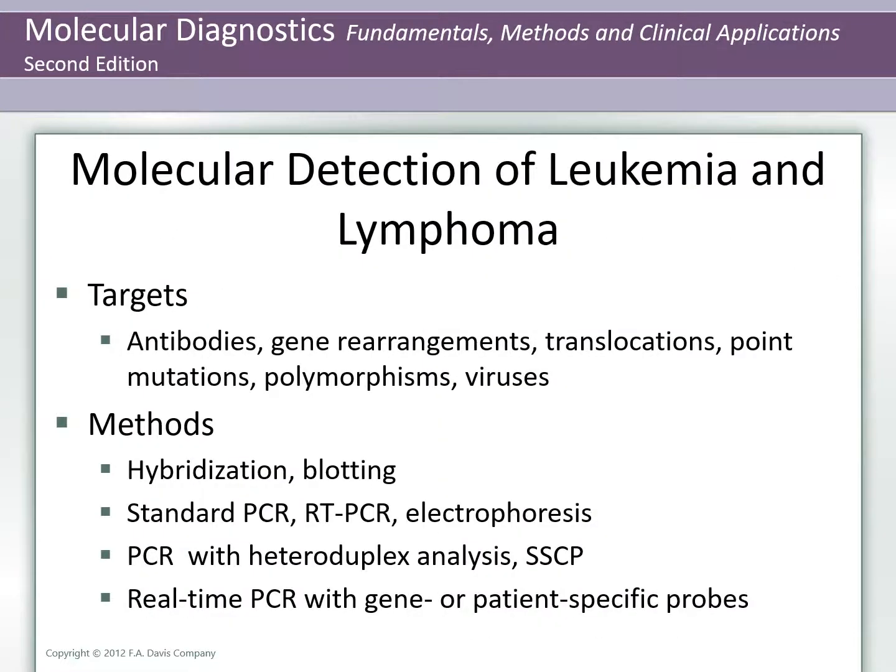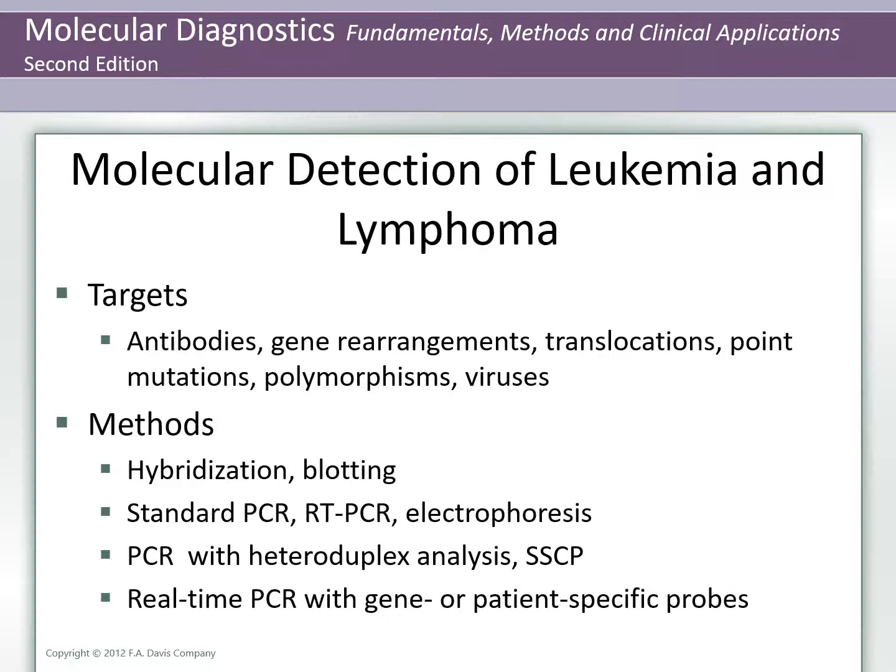So up to this point, we've discussed gene and chromosomal mutations in solid tumors and the molecular detection techniques for those types of cancers, along with microsatellite instability. The next group of slides will be discussing molecular detection and associated genes with leukemia and lymphomas.